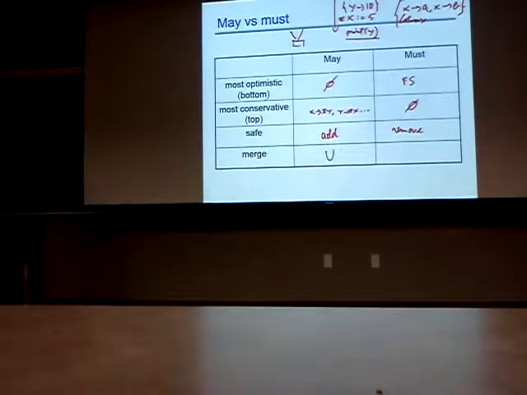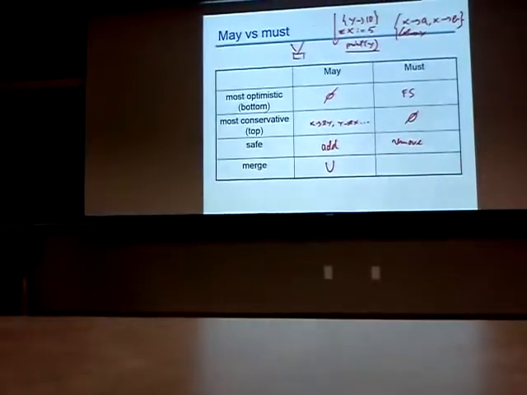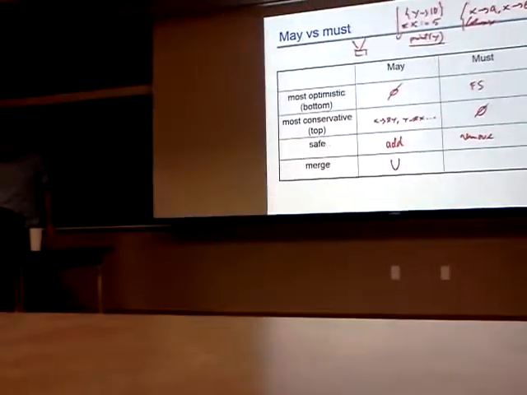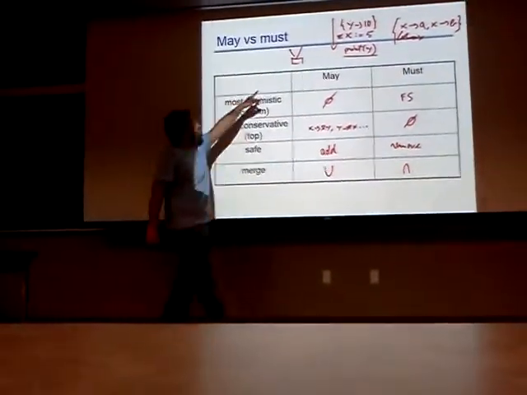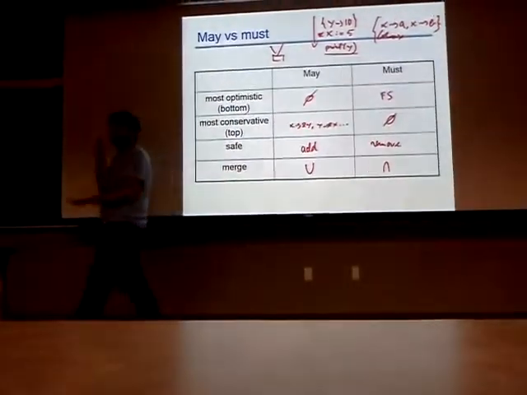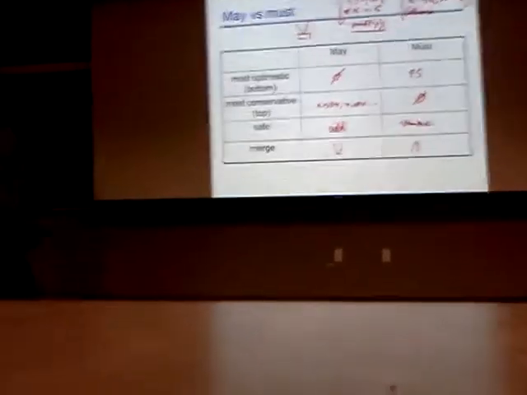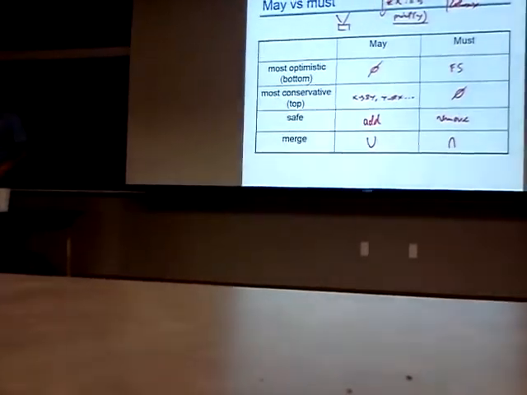Right, so in the may, basically you count on both sides, it's going to be either one of those things, so union. And the must is, you only say that a fact holds here if it holds on both sides, right? So you have to be sure that it really, really holds. And the only way you know for sure is if it holds on both sides of the thing.